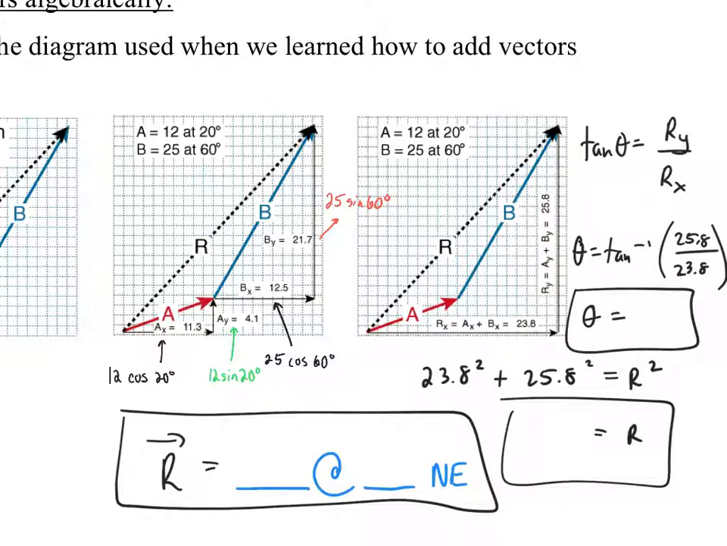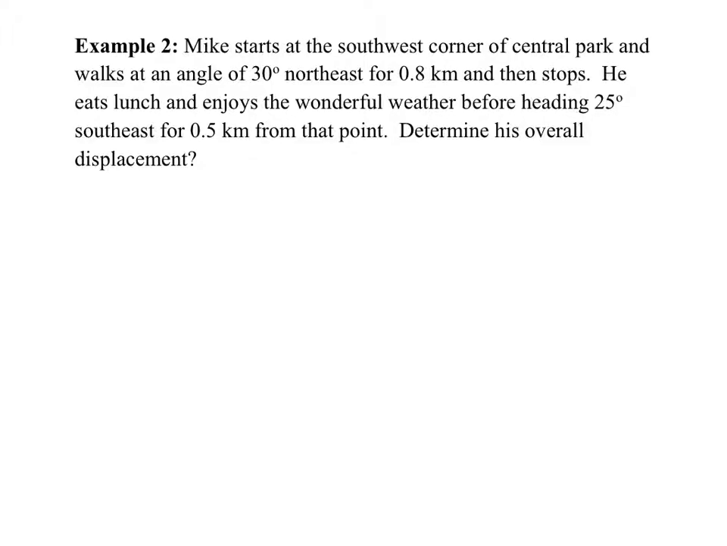Let's look at the last example for today. So Mike starts at the southwest corner of Central Park and walks at an angle of 30 degrees northeast for 0.8 kilometers and then stops. He eats lunch and enjoys the wonderful weather before heading 25 degrees southeast for a half a kilometer from that point. Determine his overall displacement.